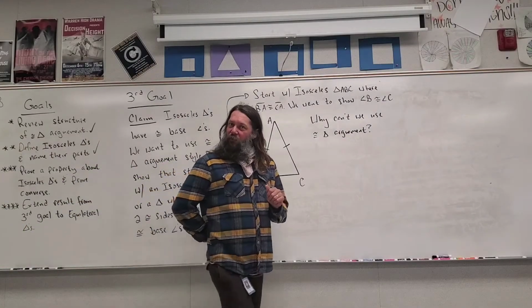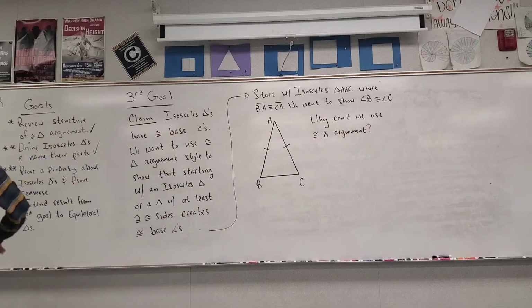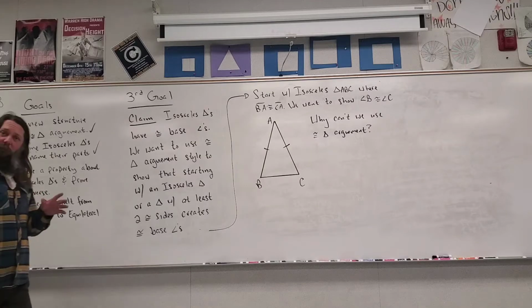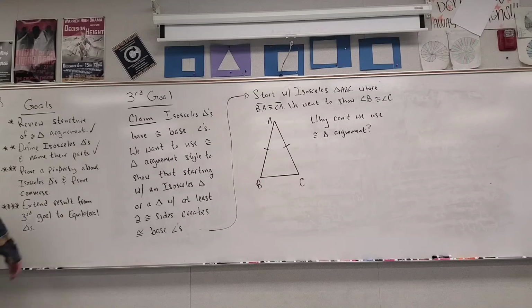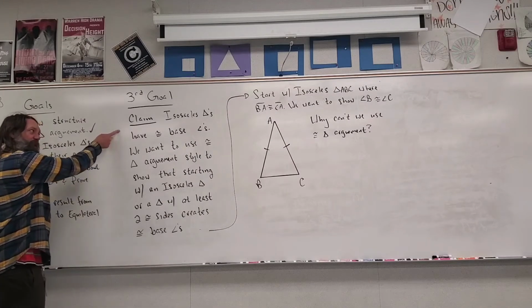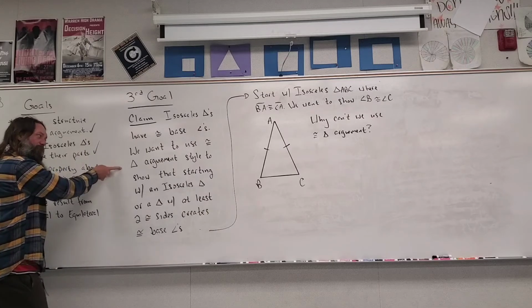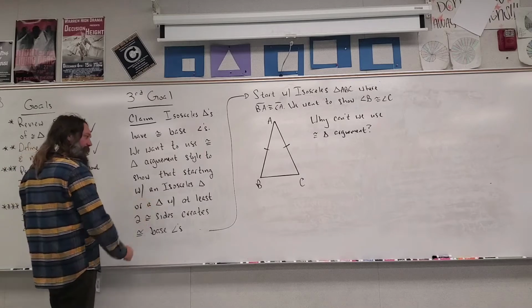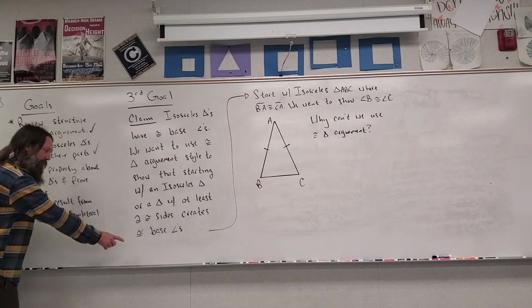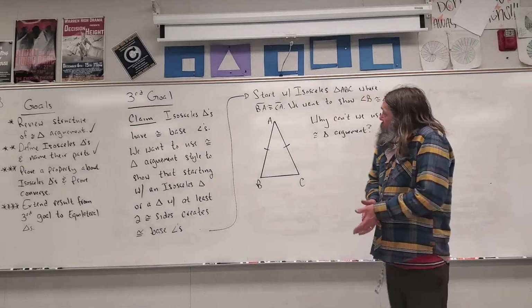I'm back. So let's go ahead and jump into our third goal, which is to prove a property about isosceles triangles and prove its converse. So we'll start off with proving a property about the isosceles triangles. So here's the claim. Isosceles triangles have congruent base angles. We want to use the congruent triangle argument style to show that starting with an isosceles triangle, or a triangle with at least 2 congruent sides, creates congruent base angles.